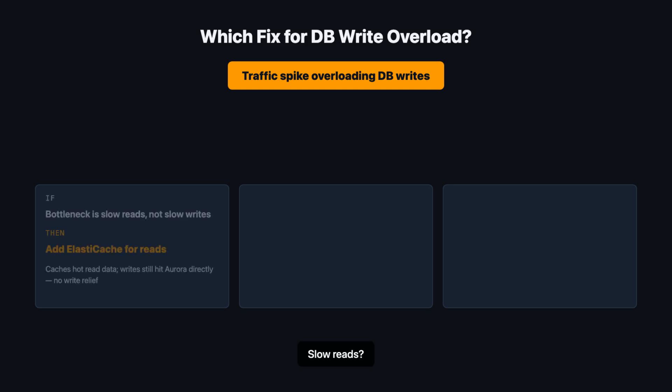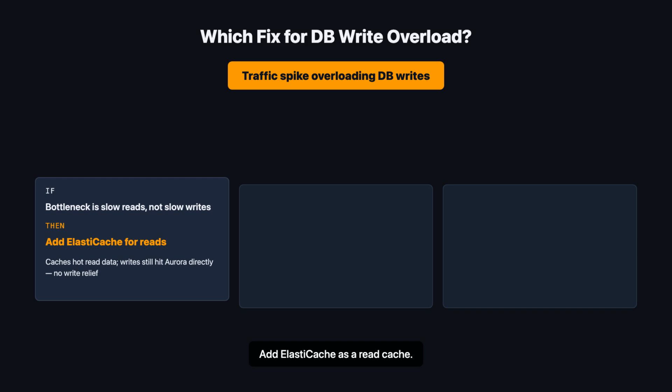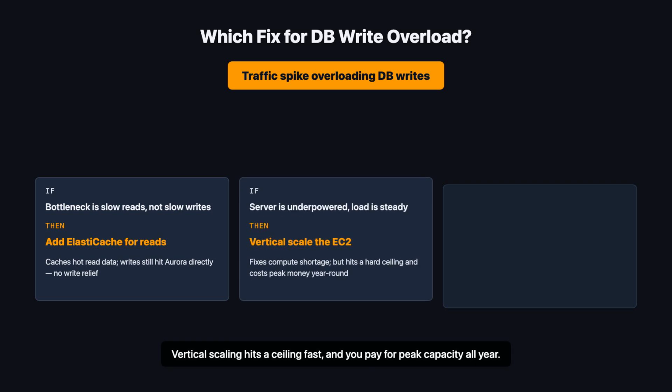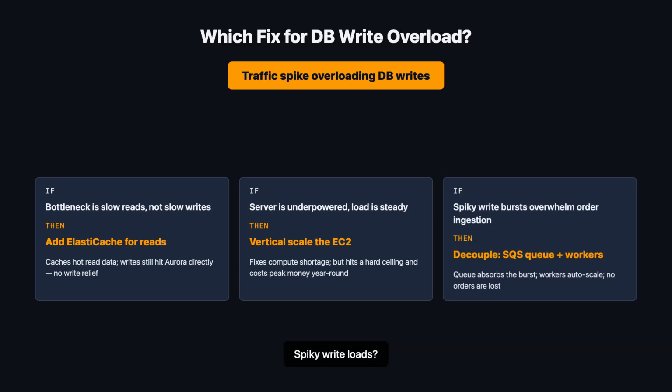Slow reads? Add ElastiCache as a read cache. But writes still go straight to Aurora. A cache doesn't absorb write pressure. Underpowered server? Vertical scaling hits a ceiling fast, and you pay for peak capacity all year. Spiky write loads? That's what queues are for. SQS holds every order until a worker processes it. Nothing gets lost. Workers auto-scale. The database gets writes at a sustainable rate. That's the pattern the exam rewards.